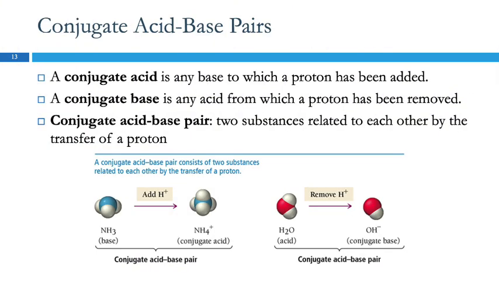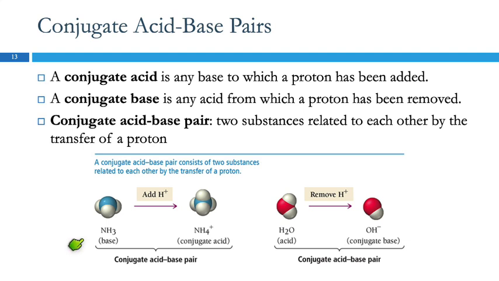So these form what we call conjugate acid-base pairs. A conjugate acid is what you have after a base accepts a proton. A conjugate base is the acid after it has lost its proton. So what we refer to as a conjugate acid-base pair are two substances related to each other by the transfer of a proton. One has the proton, the other does not.